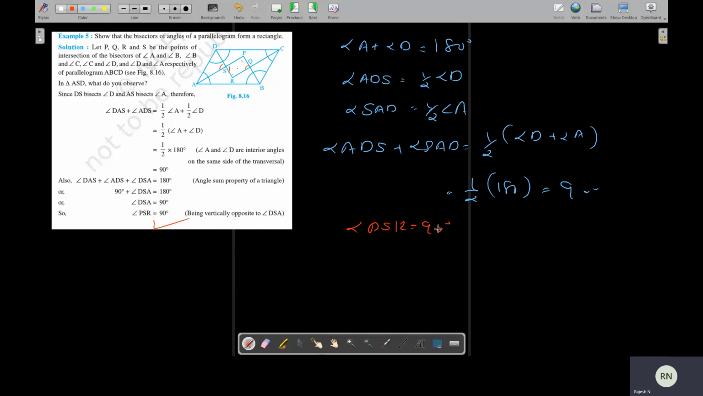Now, the same way, if you draw like this, what is angle PQR? Similarly, angle PQR is also 90 degrees. So automatically the opposite two angles are also 90 degrees. So bisectors of angles of a parallelogram form a rectangle. Okay.